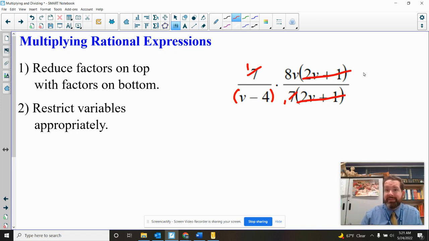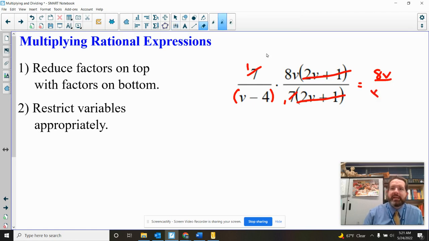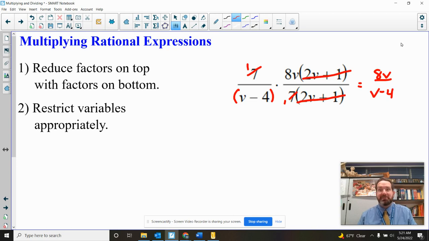And then just take a look at what's left. What's on the top? 1 times 8v, that's just 8v. And on the bottom, 1 times v minus 4, that's just v minus 4. Here is your reduced expression. Don't make it tougher than that.